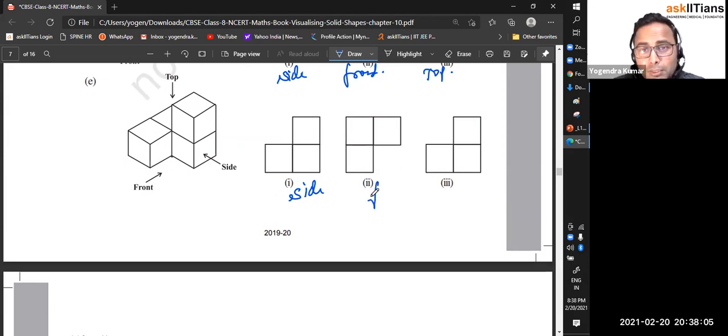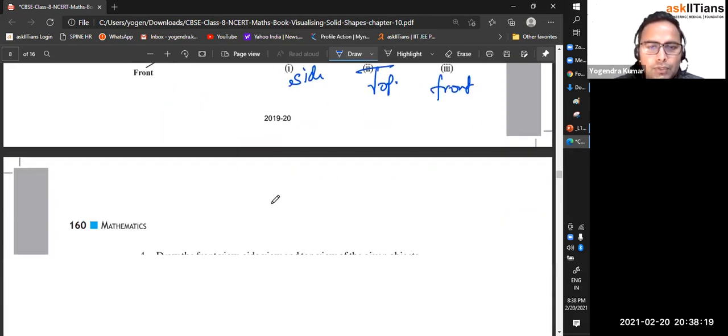Okay, what will be this, by the way? What will be this? Yeah, it could be confusing, so we need to be careful here. This is front view, and this is top view, right? From the top, it will look like this, right? This is what it is.